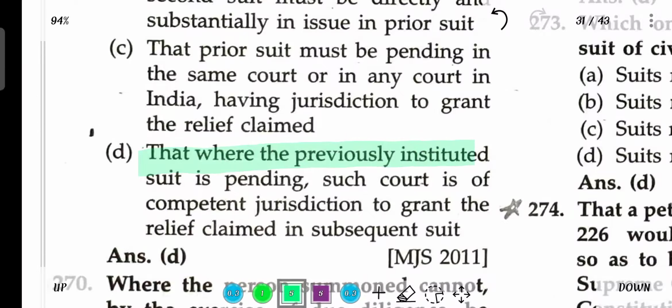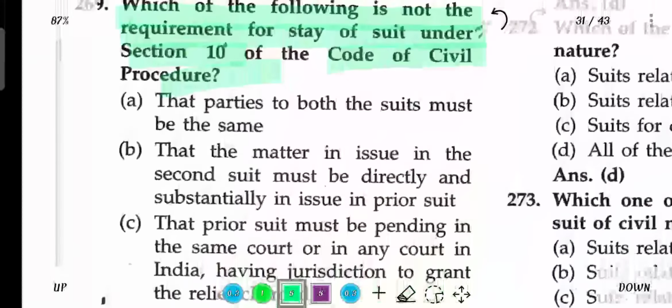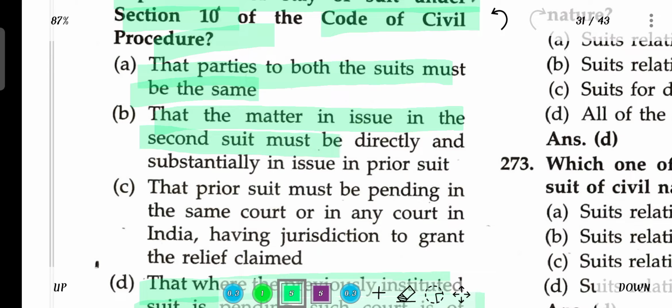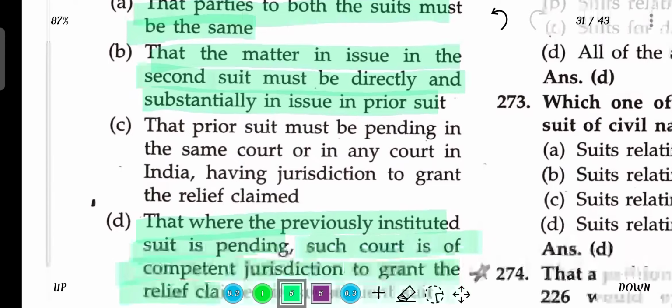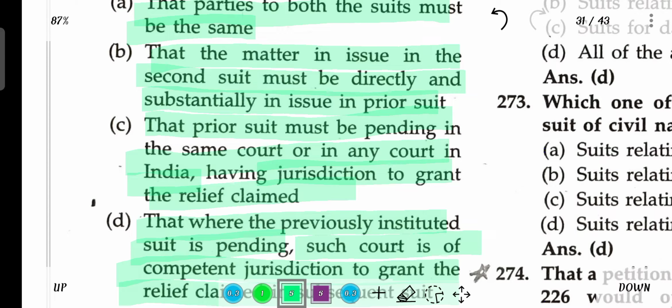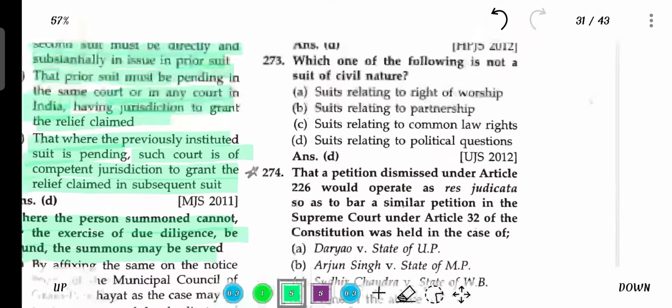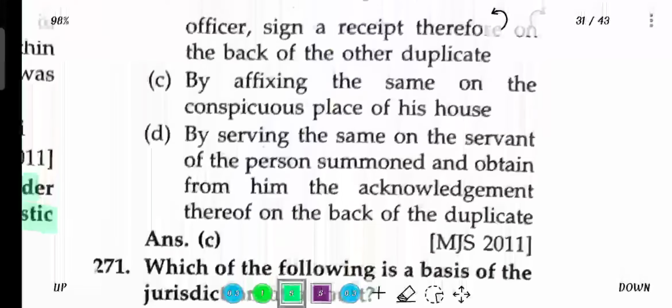That where the previously instituted suit is pending, the court is competent to grant the relief claimed in the subsequent suit. Which one is necessary? The parties to both suits must be the same. The matter in issue in the second suit must be directly or substantially in issue in the prior suit. The prior suit must be pending in the same court or in any court in India having jurisdiction to grant the relief claimed. Where a person summoned cannot by exercise of due diligence be found, the summons may be served by affixing the same on a conspicuous place of the house.